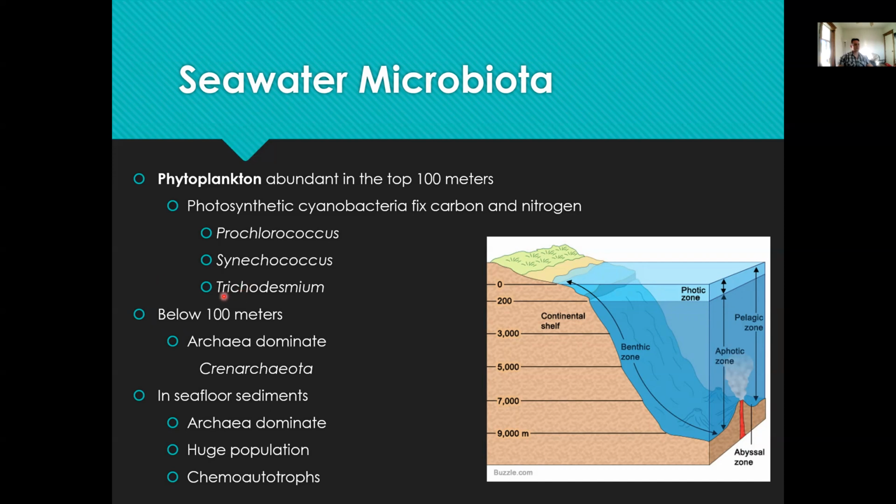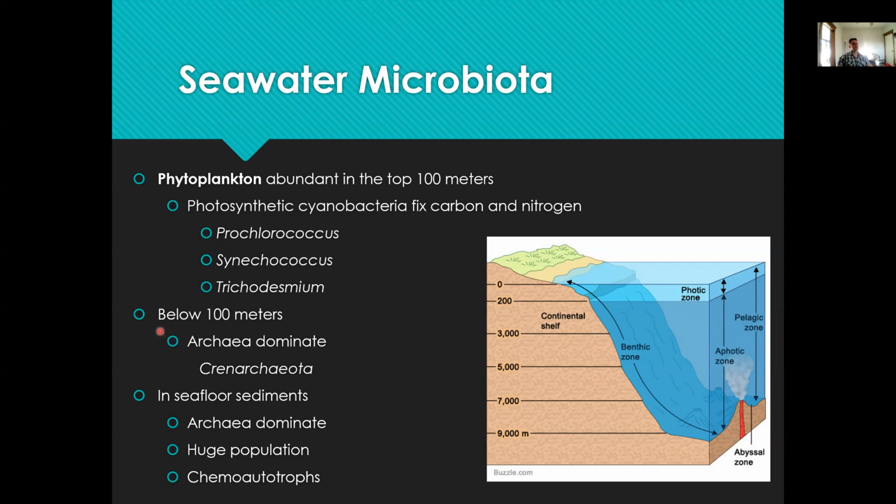Then moving on to Trichodesmium. These are also sometimes known as sea sawdust, and they're a genus of filamentous cyanobacteria that are found in nutrient-poor tropical and subtropical ocean waters.